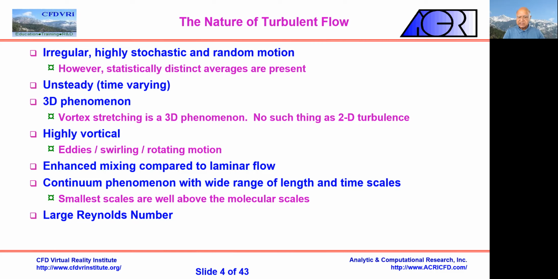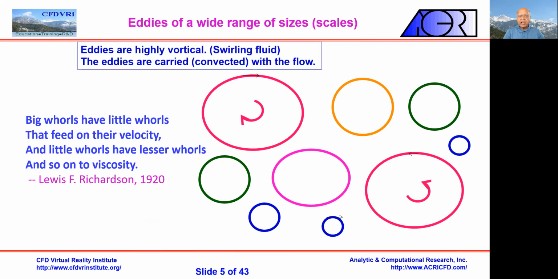Okay, so it still stays a continuum, but it has all the structure within that. Okay, and it's distinguished by large Reynolds number. At small Reynolds number, there is no turbulence in most situations. So let's look at what happens.